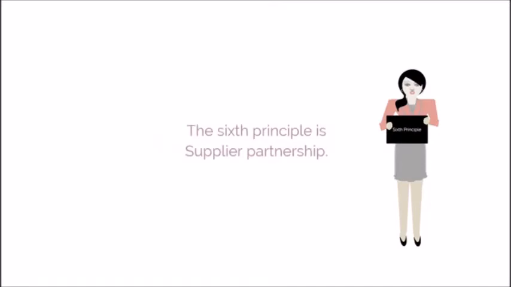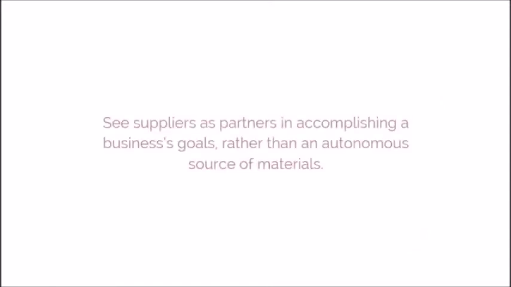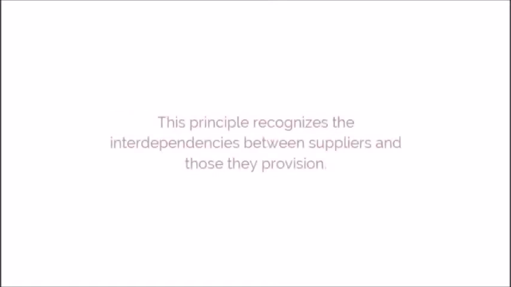And the last principle is supplier partnership. TQM chooses to see suppliers as partners in accomplishing a business's goals, rather than an autonomous source of materials. This principle recognizes the interdependencies between suppliers and those they provision. It is useful to have a mutually beneficial partnership with suppliers to improve business capabilities.